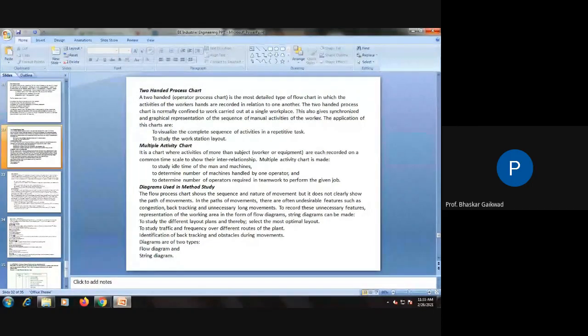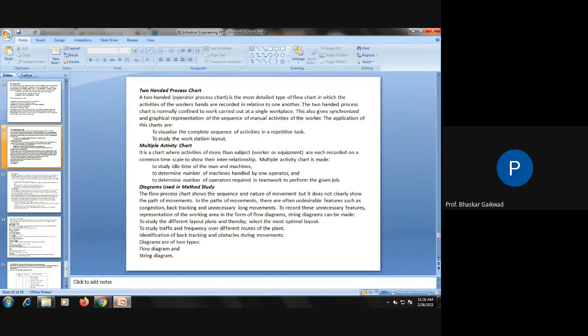So this is also called operator process chart. What is the other name for this? Operator process chart. It is the most detailed type of flow chart in which the activities of the worker's hands are recorded in relation to one another. So what is the chart? Here it records the activities of two hands.